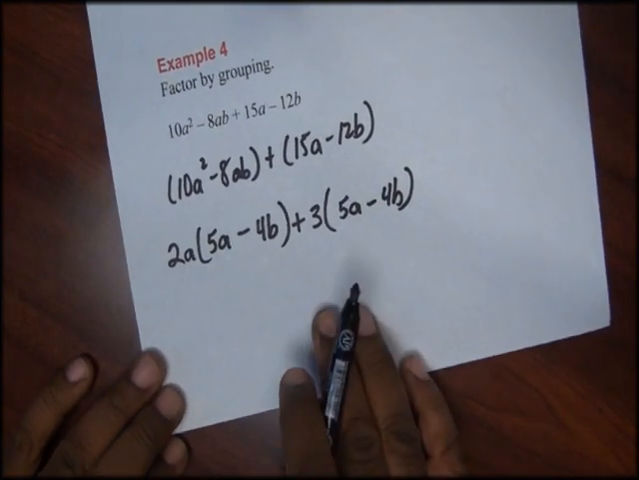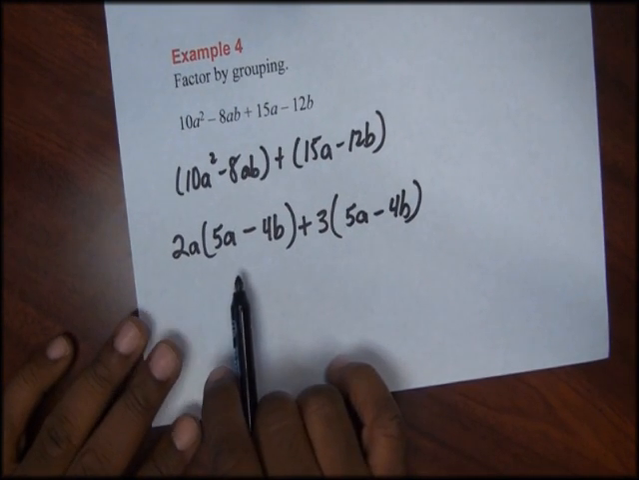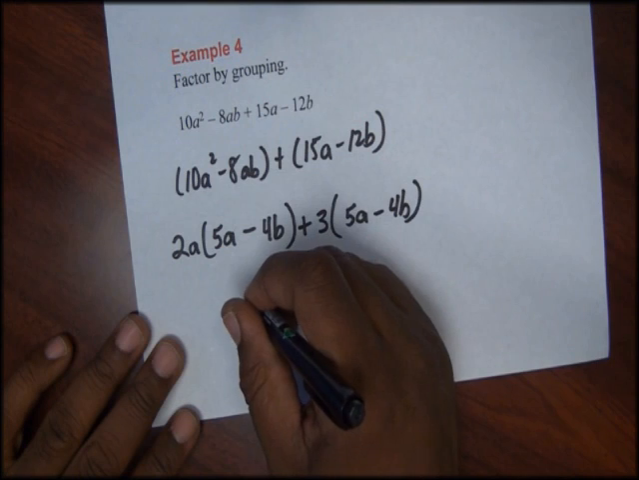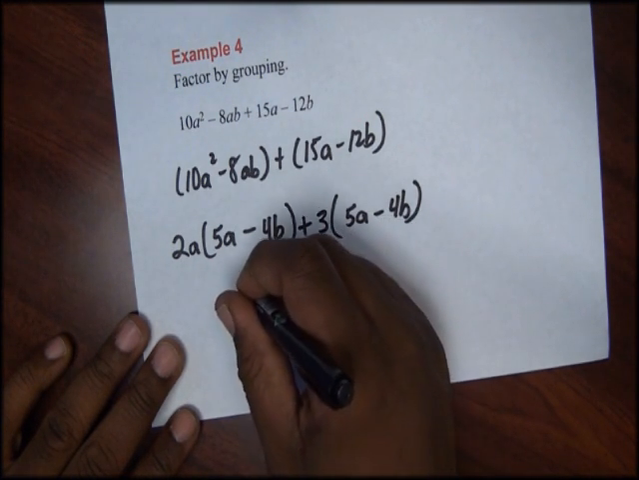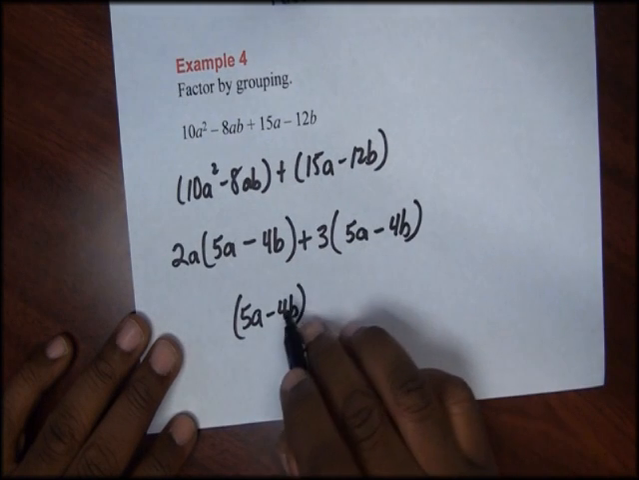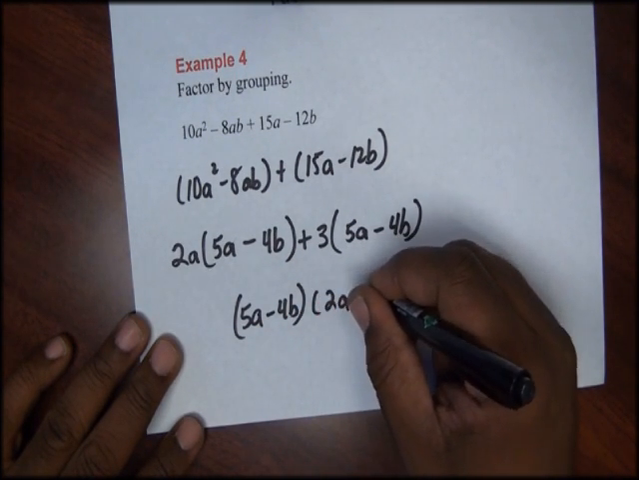And now I'll factor out the greatest common factor for both terms. The factor that's common to both is 5a minus 4b. And in the second set of parentheses, I'm left with 2a plus 3.